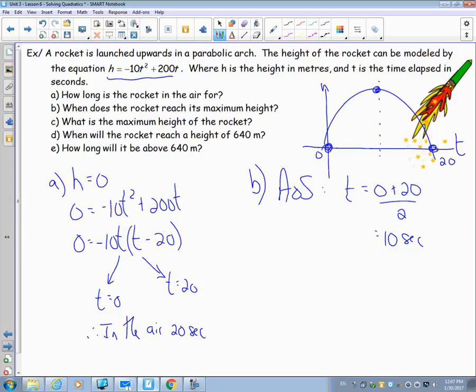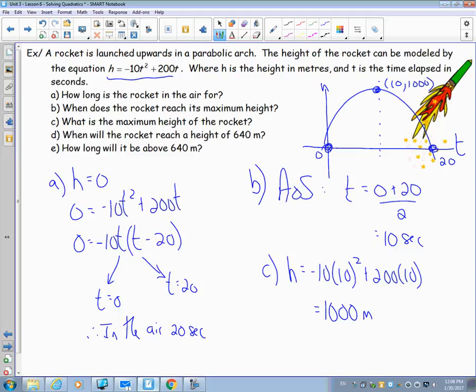What is the maximum? We've done that before too. Our height at 10 seconds. We'll plug the right things in the right spots. And I believe this comes out to 1,000 meters. And then we got ourselves our vertex. Kind of the common things we've been doing.